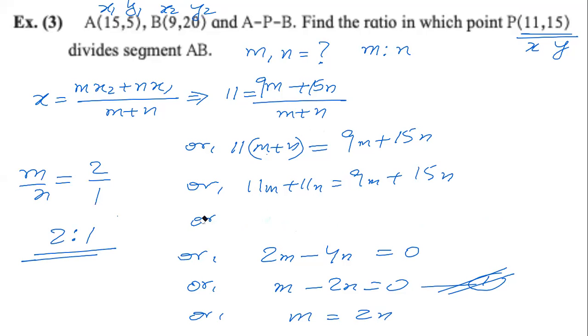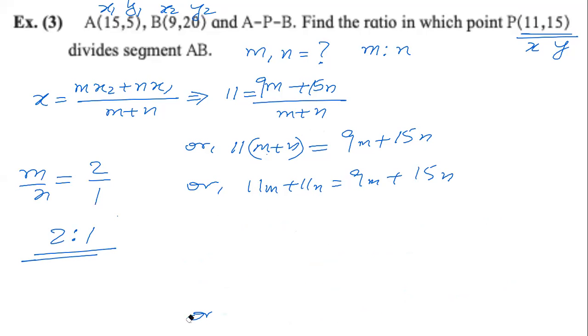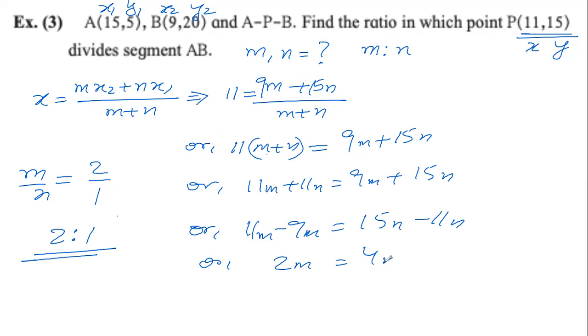From here, instead of doing what I did just now, what we could have done is this. We will keep all m's on one side and we will keep all n's on the other side. So 11 minus 9 is 2m. 15 minus 11 is 4n. Now we will bring m to the left hand side and take 2 to the right hand side. So m by n equals 4 by 2 equals 2 by 1. Right? So the ratio is 2 by 1, 2:1.